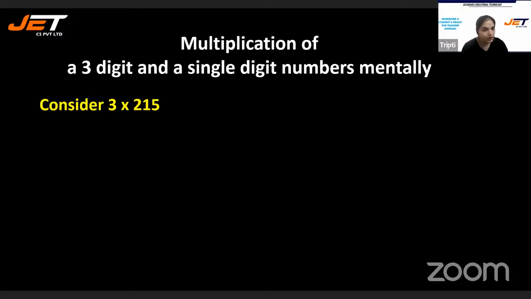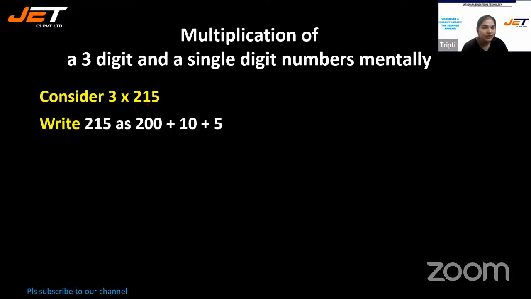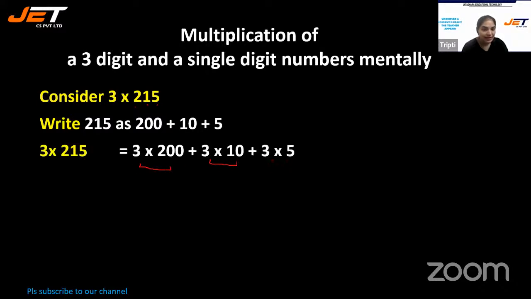All right. So how did we do this? 215 can be broken down as 200 plus 10 plus 5. So 3 times 200 first, then 3 times 10, then 3 times 5. 3 times 200 is 600. 3 times 10 is 30. 3 times 5 is 15.